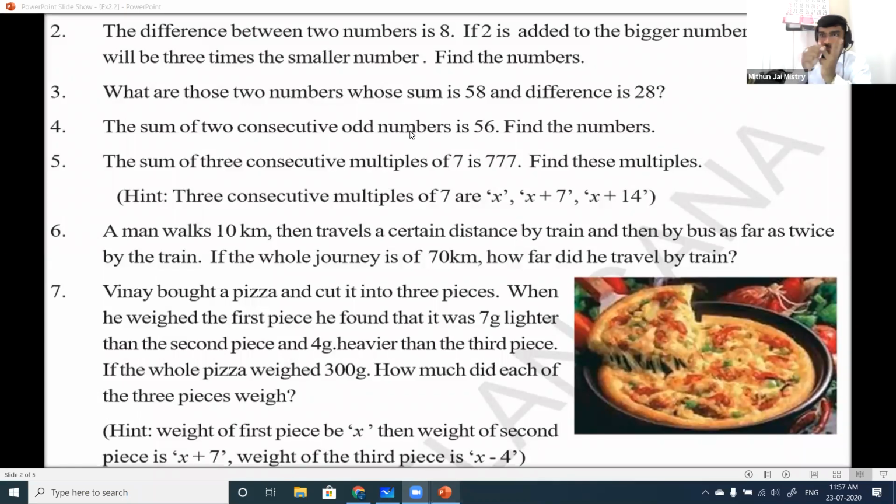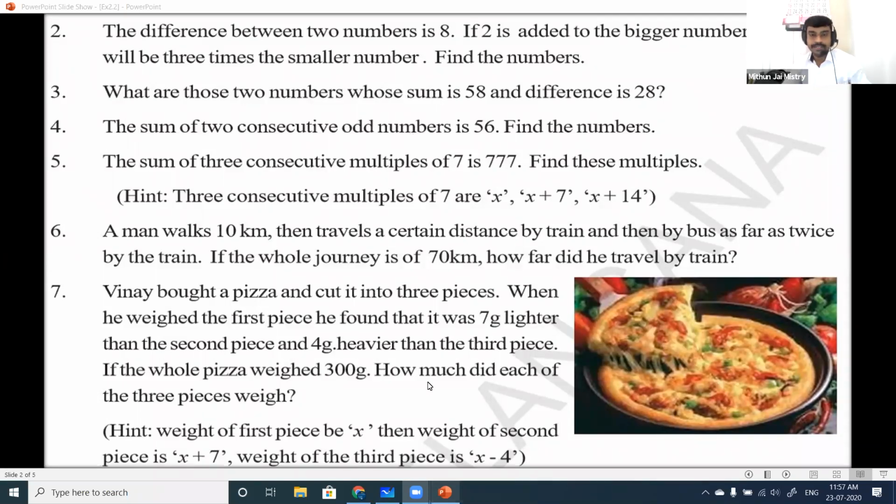So here, if I take 5, what is the consecutive odd number of 5? Consecutive means the very next, the next one is 7. 5 and 7. So how much increased? 2 has increased, right? 5, and after that plus 2, we got 7. So every pair of consecutive odd numbers will have a difference of 2.